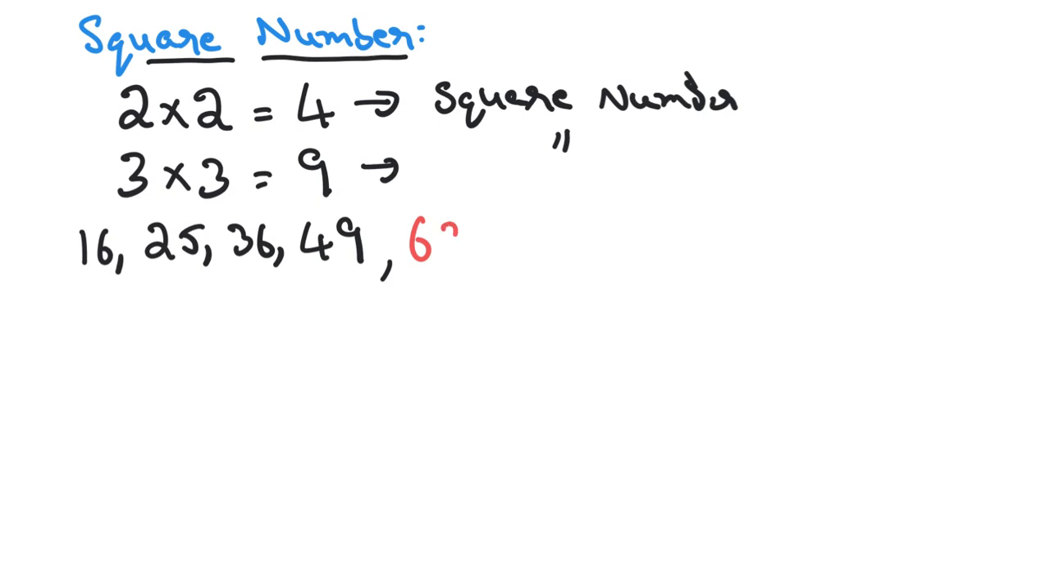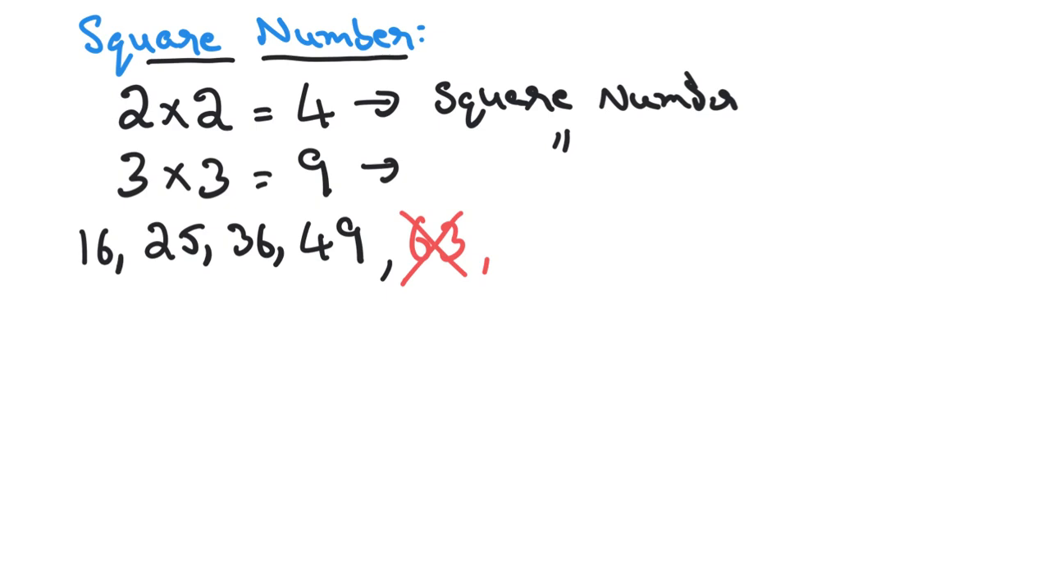Okay. What about 63? Do you think it's a square number? No, because no number multiplied by itself is 63. 8 times 9 is 63, but that's different. It's not a square number. So do you get an idea? Oh, 8 times 9 is 72. Sorry, not 63. Fine.